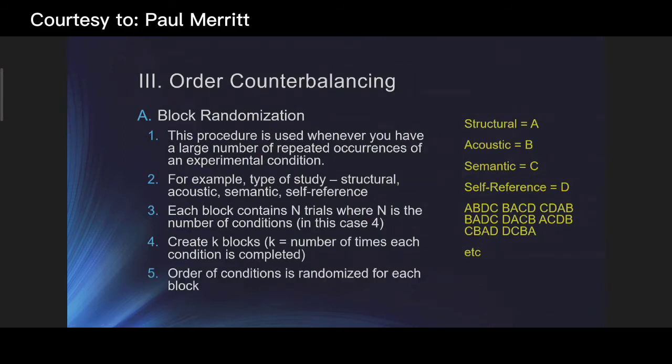So that order of conditions is randomized within each block, and then we'll have 25 blocks, each with the 4 different conditions. So each block will contain each level of our independent variable, and then we will create however many blocks for the number of times we repeat each condition.